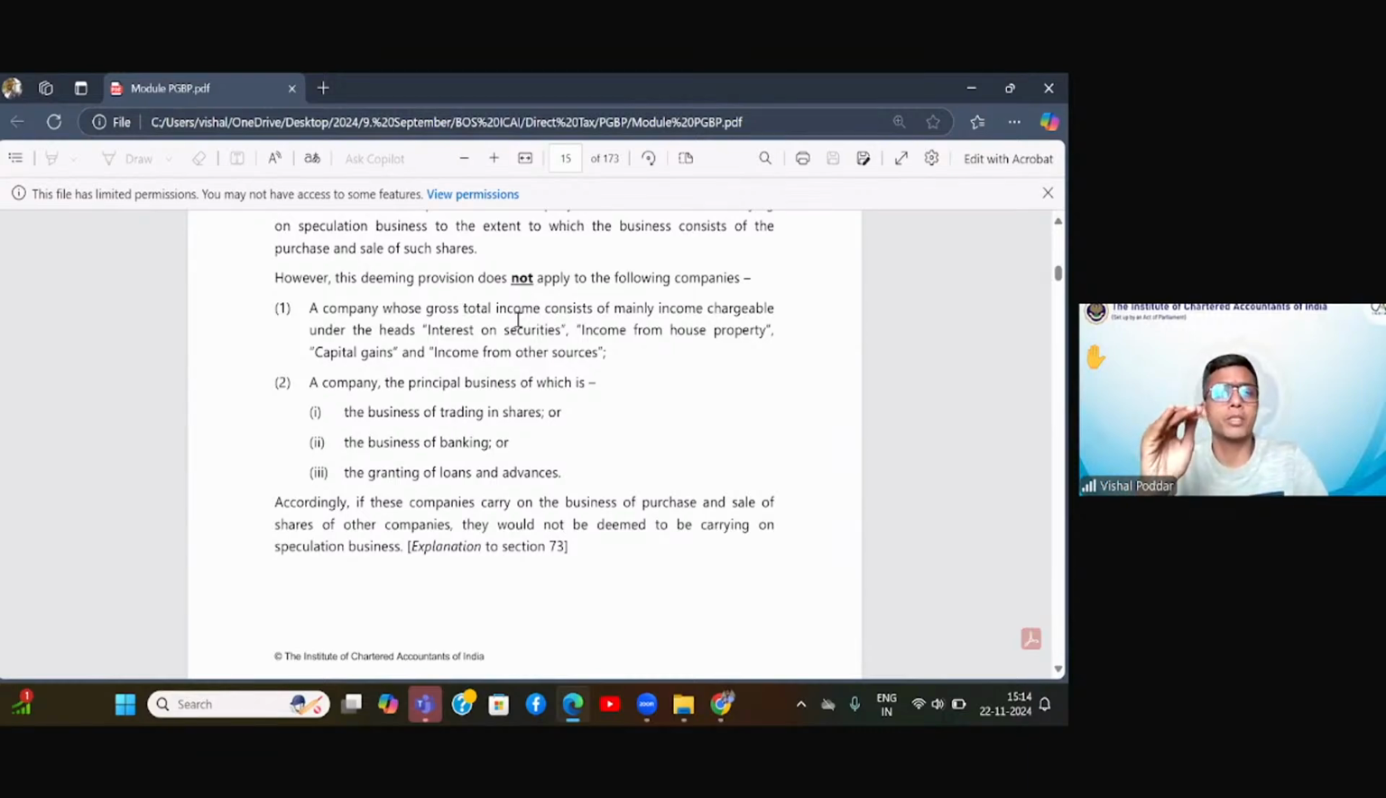Now such companies are anyways in the business of buying selling of shares, so for them this definition of share trading becoming speculative is not applicable. Second, a company, the principal business of which is business of trading in shares or business of banking or of granting loans. So for these companies also, the above provision does not apply, right? Next, accordingly, if these companies carry on the business of purchase and sale of shares, they would not be deemed to be carrying on speculative business, right?